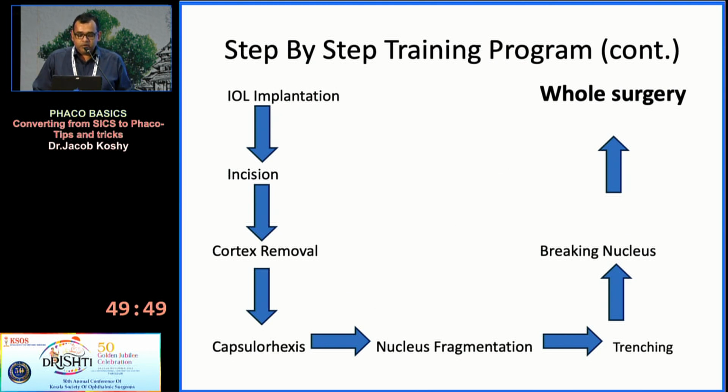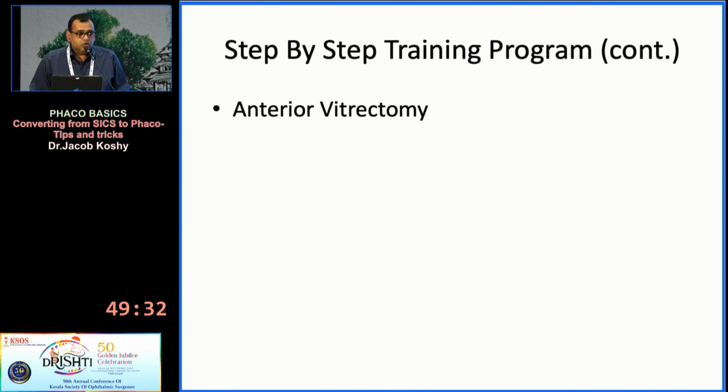We first start with IOL implantation, then making the corneal incision, then learning how to do IA, cortex removal, then doing capsular access, nucleus fragmentation after the initial crack is done, then trenching, then breaking the nucleus, and finally the whole surgery. Knowing how to do anterior vitrectomy is paramount.